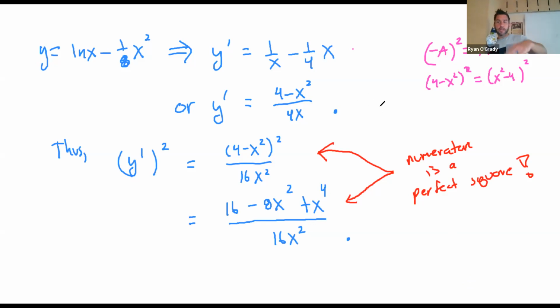Okay, so let's go back to what I was saying about the numerator. The key observation is the numerator is a perfect square. So when it's a perfect square, that means we can easily go from this line right here that I'm circling over down to this line, and we should theoretically be able to reverse it.